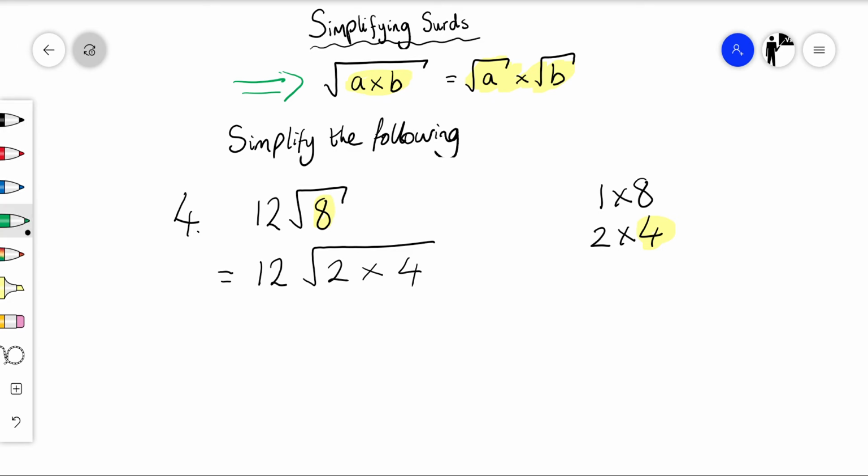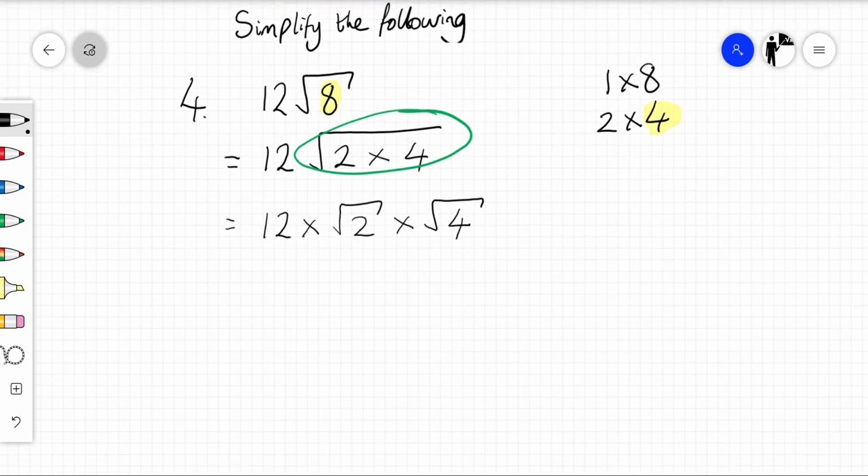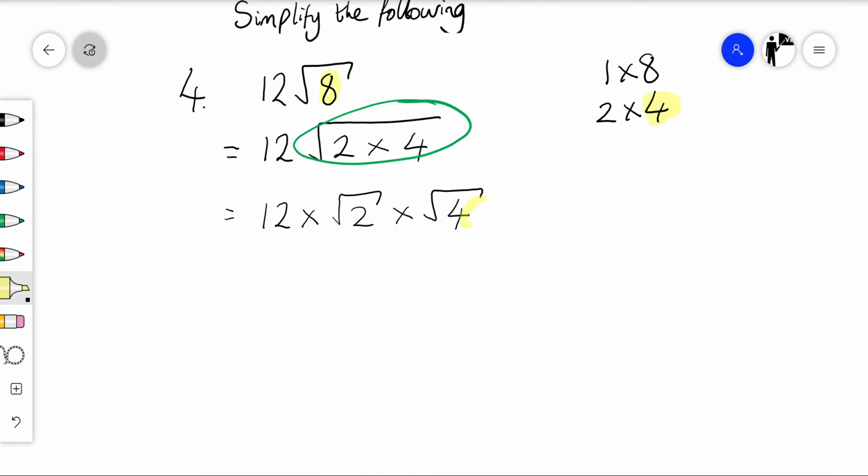We're then going to use our rule up here. So we're going to split up this surd. So we're going to have 12 lots of root 2 times root 4. We know what the square root of 4 is. The square root of 4 is 2. That's going to become 12 times root 2 times 2. We can multiply our whole numbers, so we're going to have 24 lots of root 2.